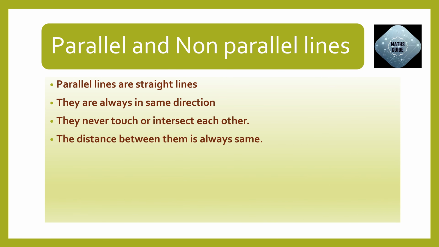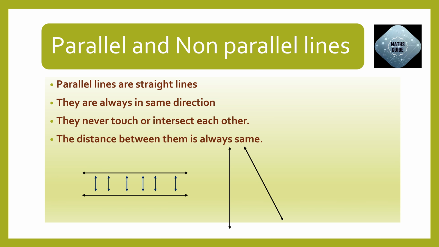If we talk about horizontal or vertical lines, we mean a single line, whether horizontal or vertical. But if we talk about parallel and non-parallel lines, we mean two lines. Two lines are said to be parallel if they do not intersect at any point and they are equidistant. Now look at these two lines. They are parallel because they are straight lines moving in the same direction. They will never touch or intersect each other because they are going in the same direction, and the distance between them is always the same.